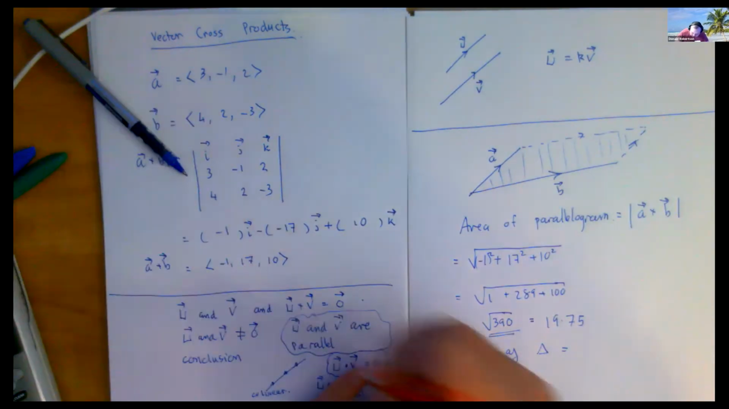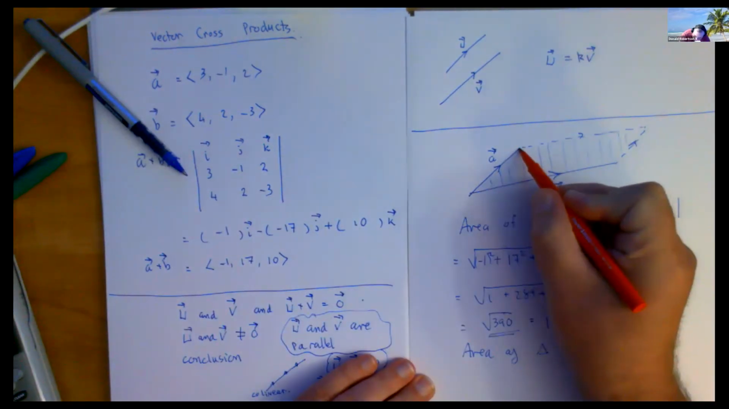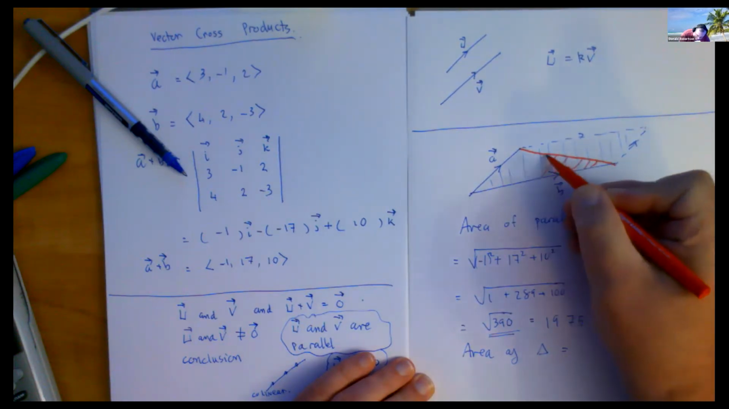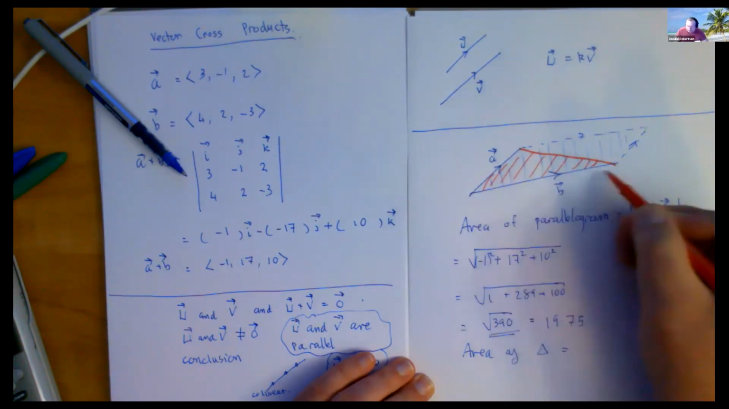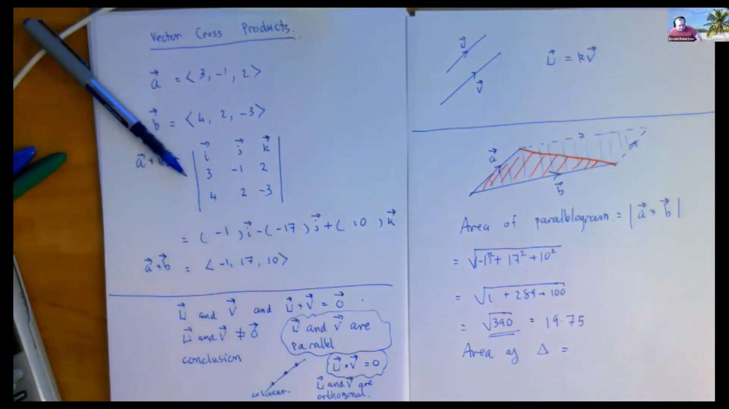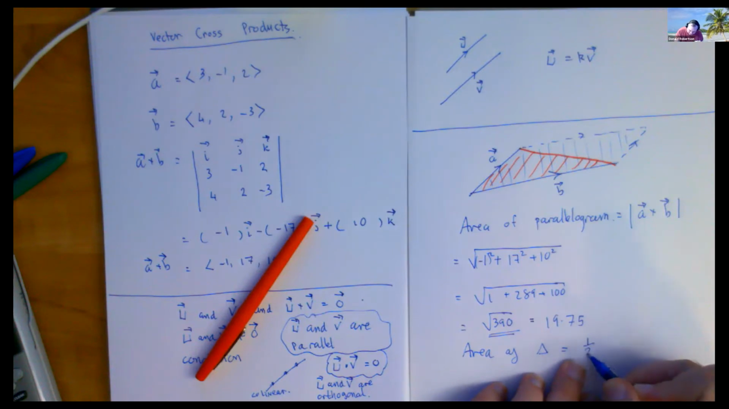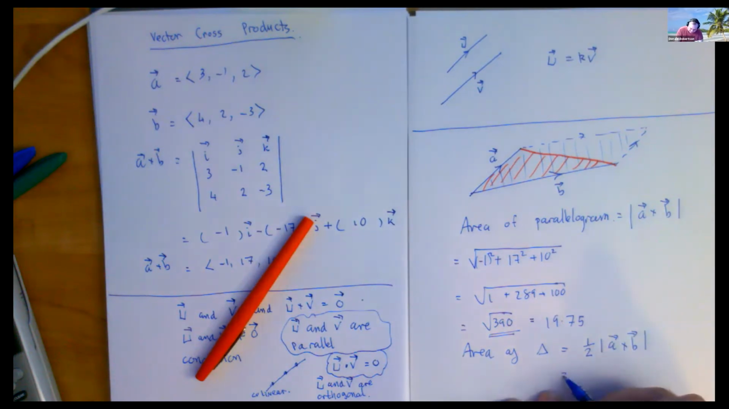And what we mean by that is, if you join here to here, and you use A and B as two sides, you see you generate a triangle. And the area of the triangle is half the area of the parallelogram, which means that it's half of that.